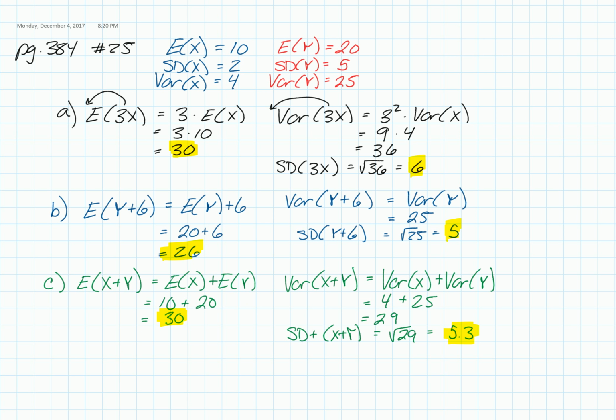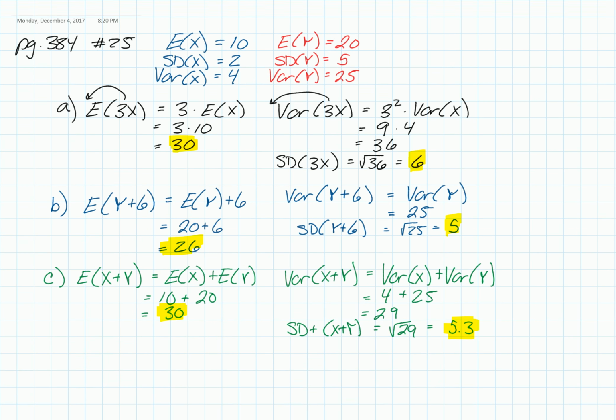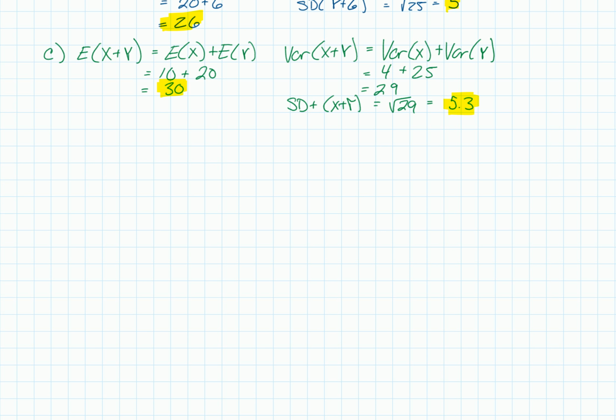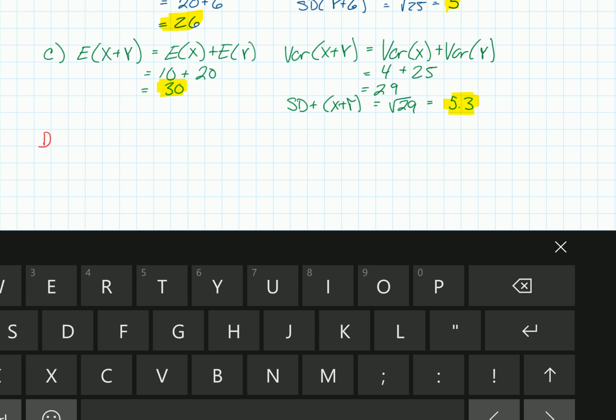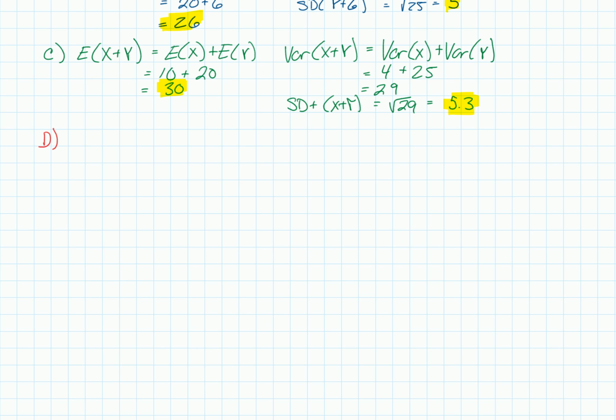All right, we move on to D. D will be the same thing as C, only instead of adding the two variables, we're going to be subtracting them. So D is the expected value of x minus y. Sorry about the keyboard. There we go. So we've got the expected value of x minus the expected value of y. The rule is very intuitive here. So the expected value of x was 10. The expected value of y was 20. So 10 minus 20 is negative 10.